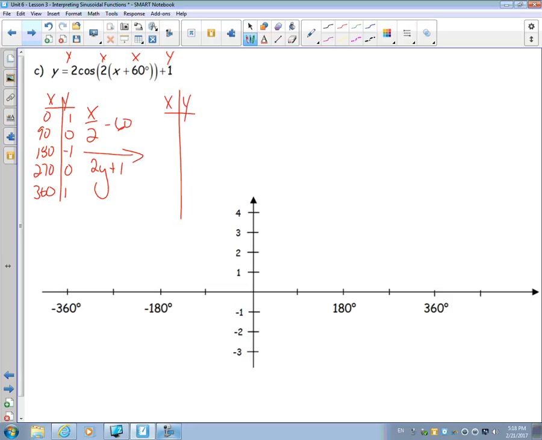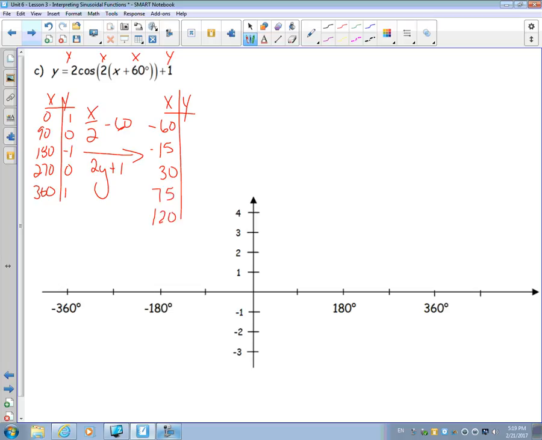Okay, half of 0 minus 60, negative 60. Half of 90 is 45. Minus 60 is negative 15. Again, we can follow patterns if you wanted to. So it looks like it's going by 45. Let's try one more just to check it. Half of 180 is 90. Minus 60 is 30. Yep, going up by 45. So I know the next one is 75, and then 120.